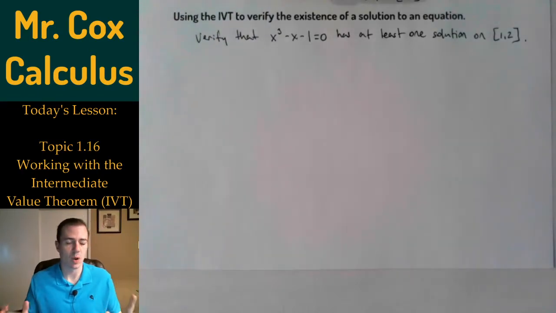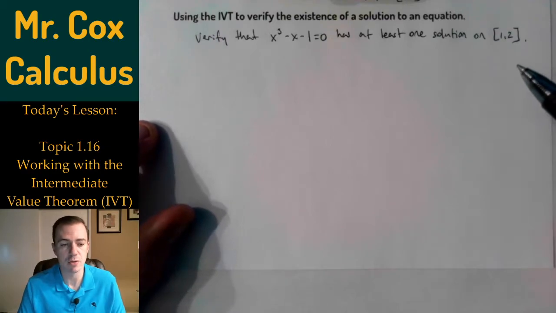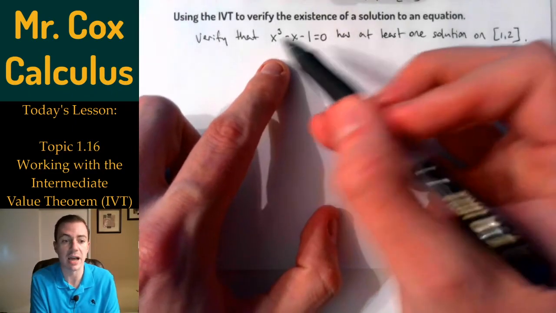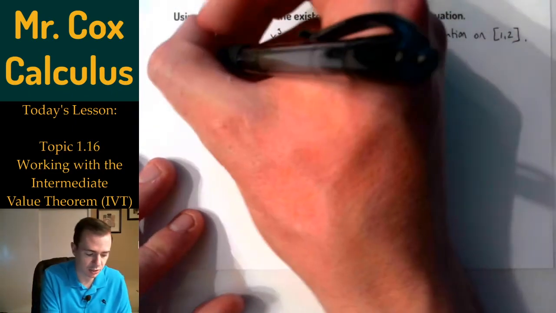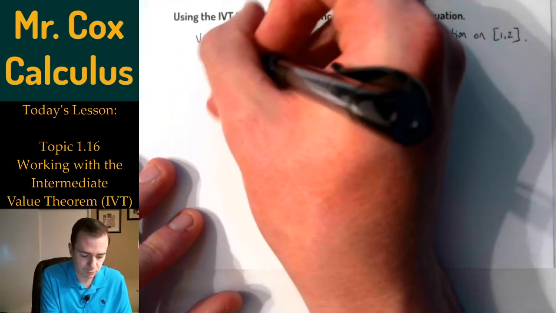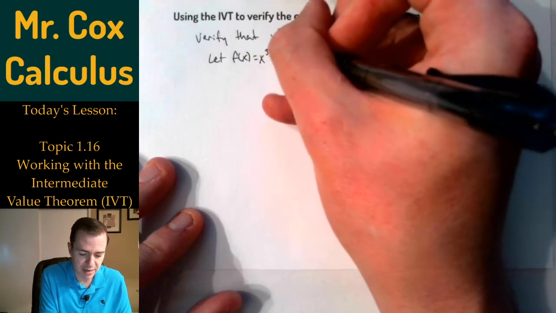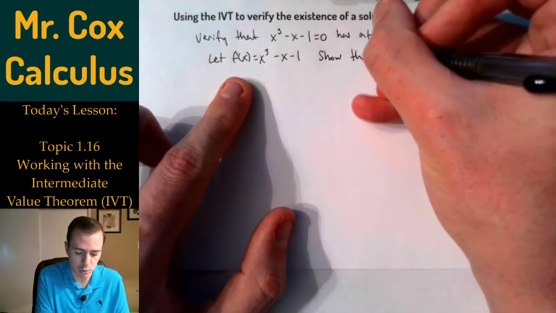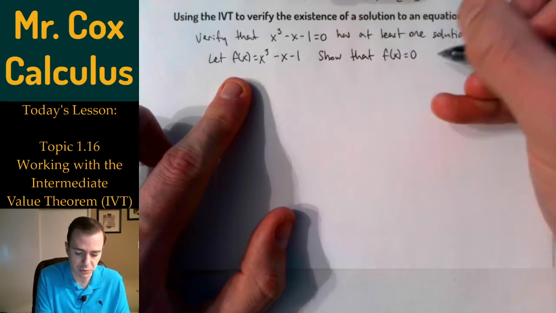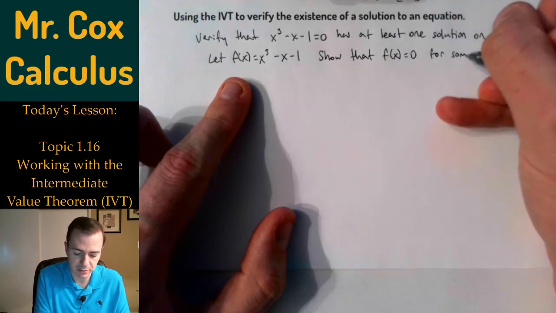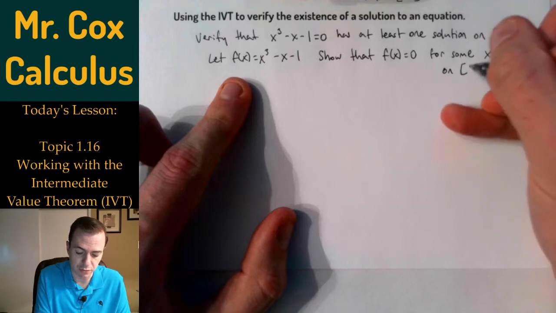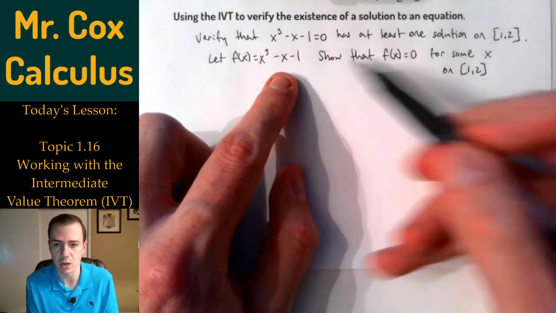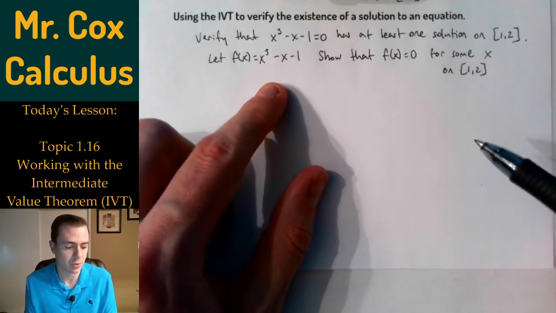So the first bullet point that we need to check off on our intermediate value theorem is we need to have a function, and then we need to say that it's continuous. So I'm going to let this left side of the equation be my function. So let's let f of x equal x cubed minus x minus 1. And what I want to show is that f of x equals 0 for some x on that closed interval 1 to 2. That's what I'm really trying to do. Here's my equation. Left side I let be this function. I want to show that somewhere it equals 0 on that particular closed interval.